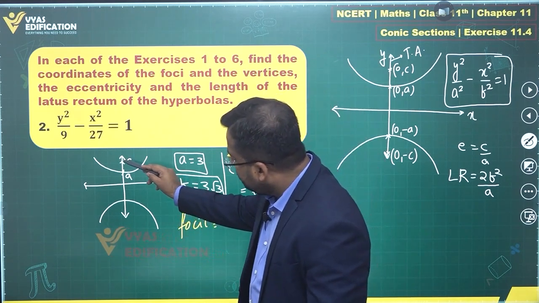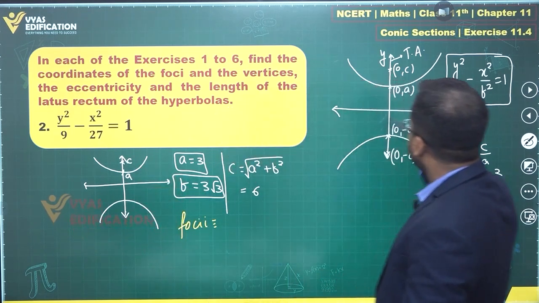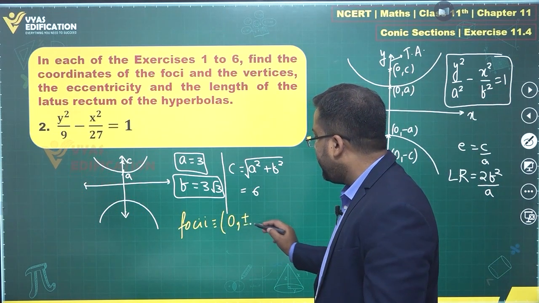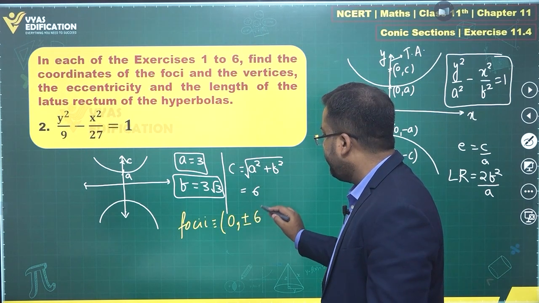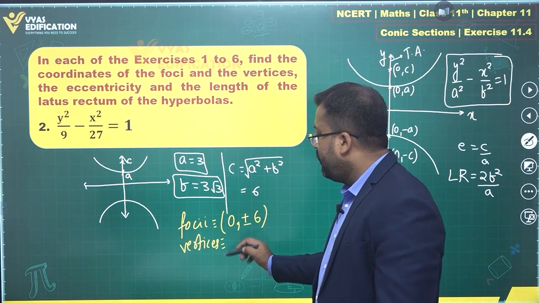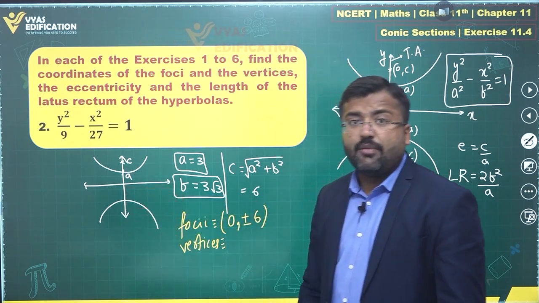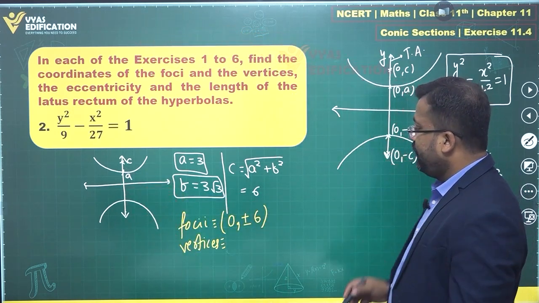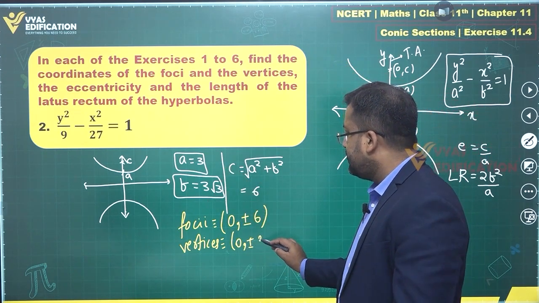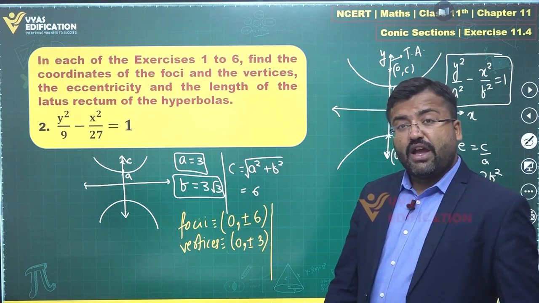Foci will be 0 comma c, 0 comma minus c. As you can see, that is 0 comma plus or minus c, which is 6. Vertices. Let's take a look at the vertices. Vertices will be 0 comma a, 0 comma minus a, which is 0 comma plus or minus a, which is 3. So foci and vertices have been found.